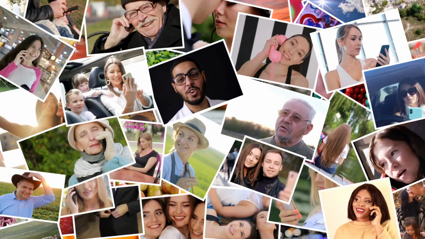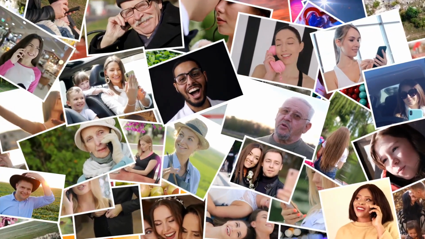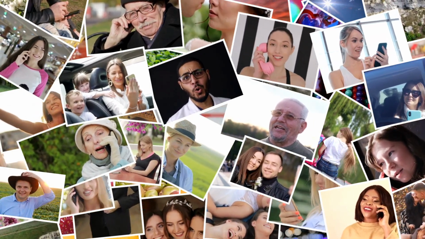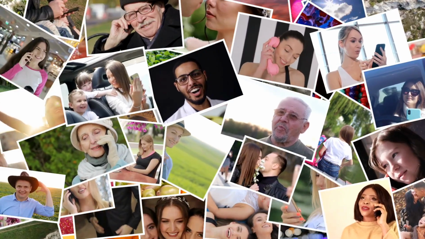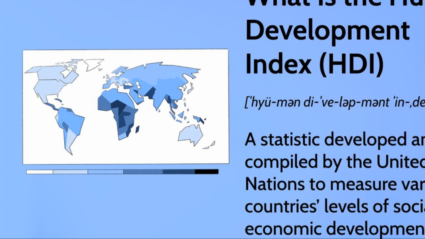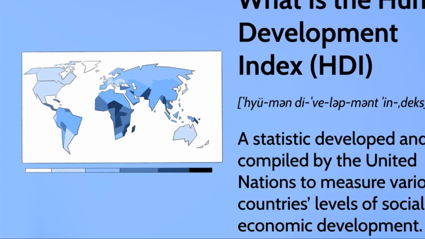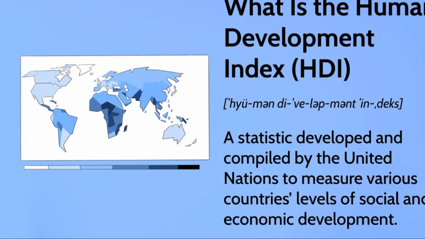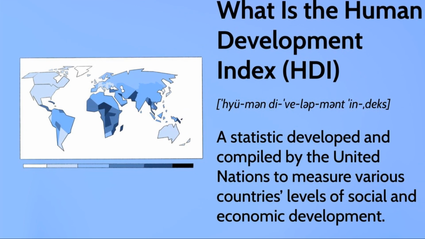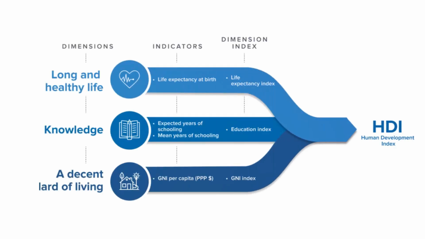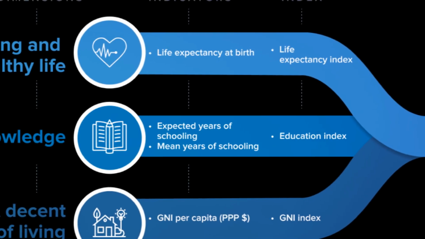However, real GDP per capita is not a comprehensive measure. It fails to consider income inequality and the quality of goods and services produced. This is where the Human Development Index, or HDI, comes in. The HDI is a composite index that measures three key aspects of human development: longevity, as measured by life expectancy at birth; education, as measured by a combination of adult literacy rate and enrollment at all levels of education; and standard of living, as measured by real GDP per capita.